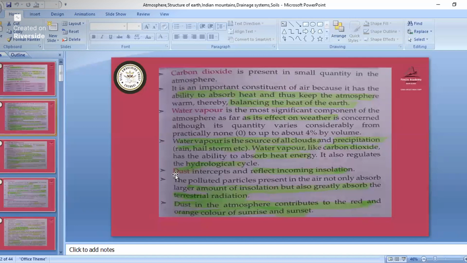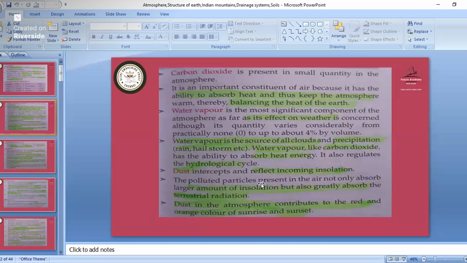Now see, dust is also present in the atmosphere. Dust intercepts and reflects incoming insolation. Insolation means incoming solar radiation from the sun to the earth. So that is known as insolation.